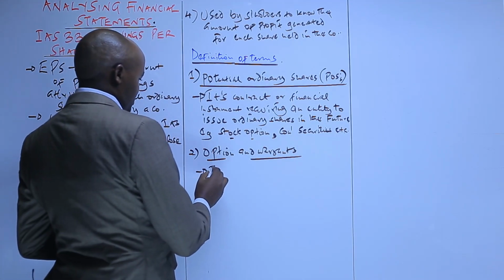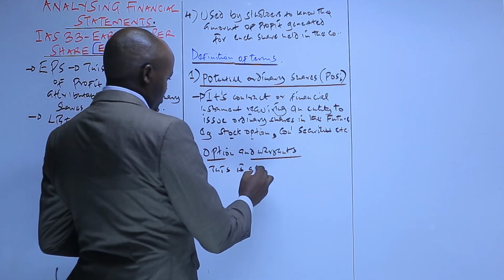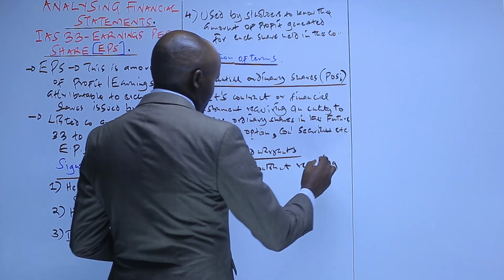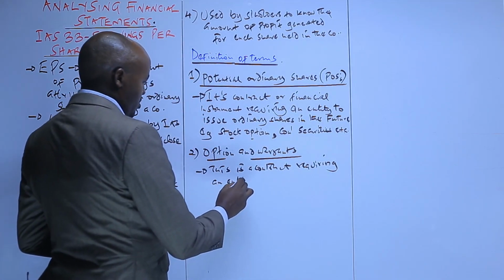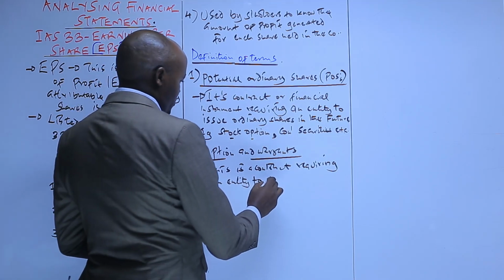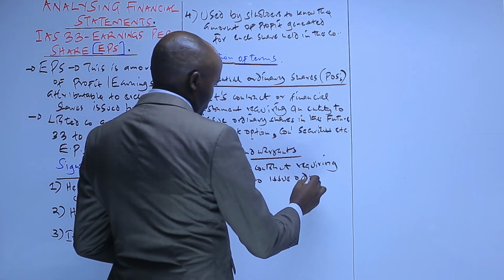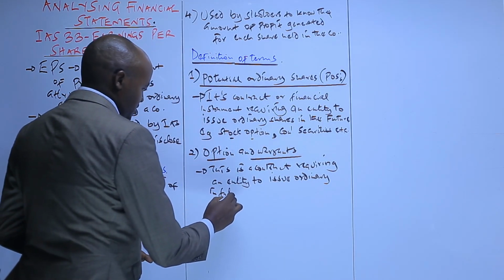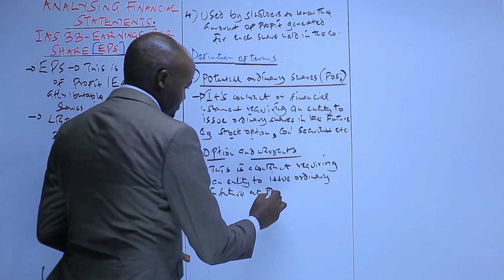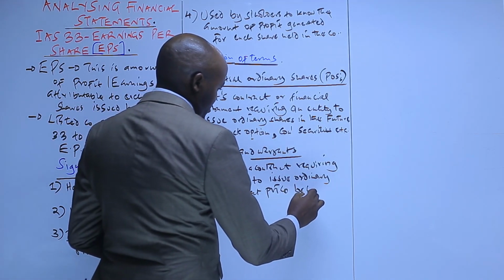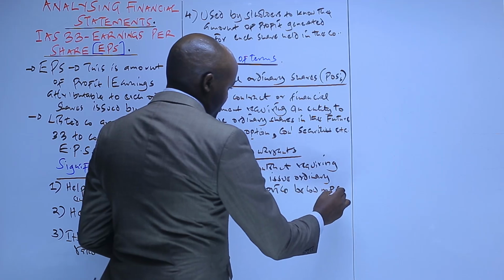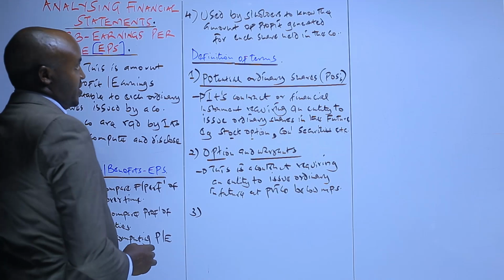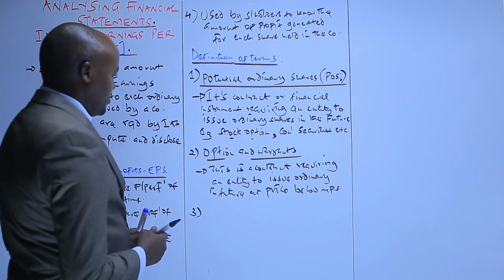So therefore, we can say that this is a contract requiring an entity to issue ordinary shares in future at a price below market price per share. So that is basically the other term which you must be in a position to define.